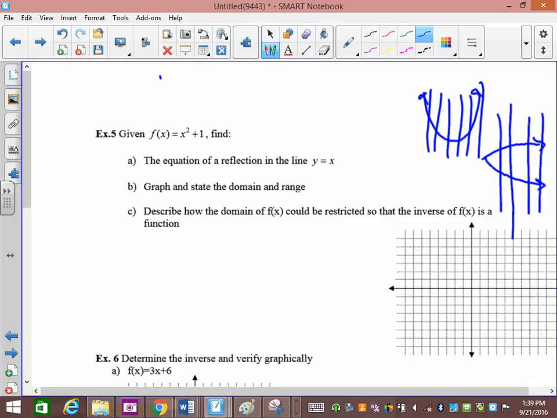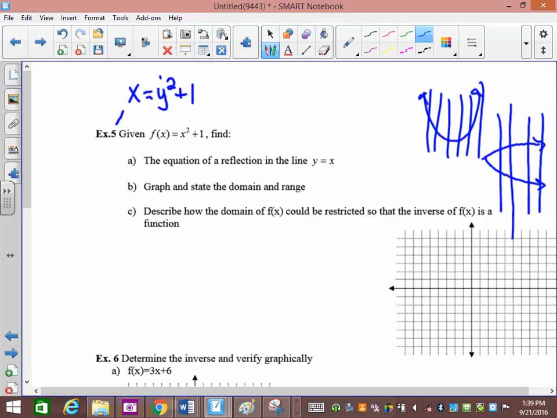So to say, A, the equation of the reflection of the line y equals x. Once again, this is another way of asking for the inverse without saying the inverse, or f negative 1, or f of x equals y. This is another way to ask it. What's the equation? So let's figure it out. The equation would be x equals y squared plus 1. We swap our x and y and find the inverse.